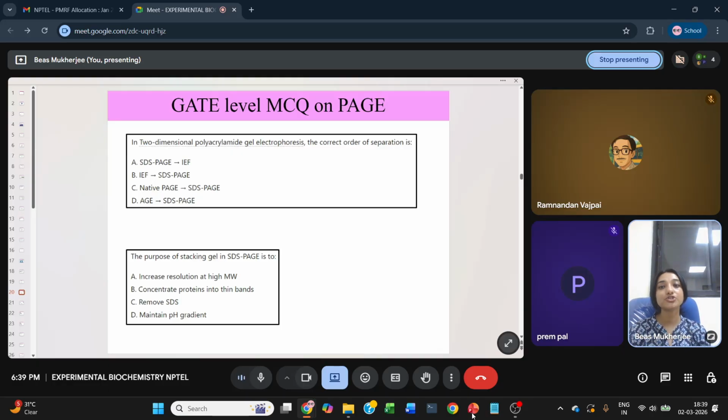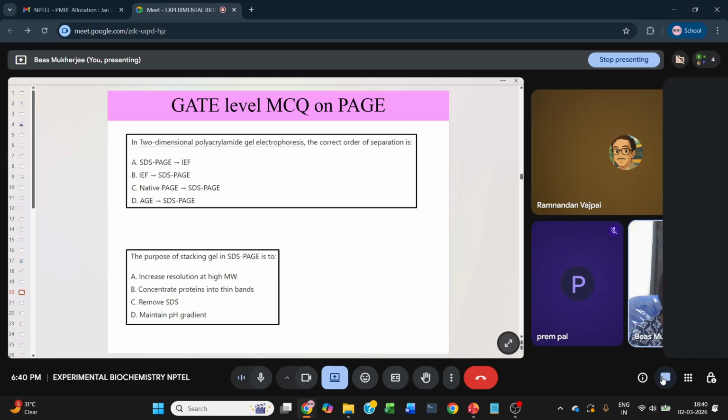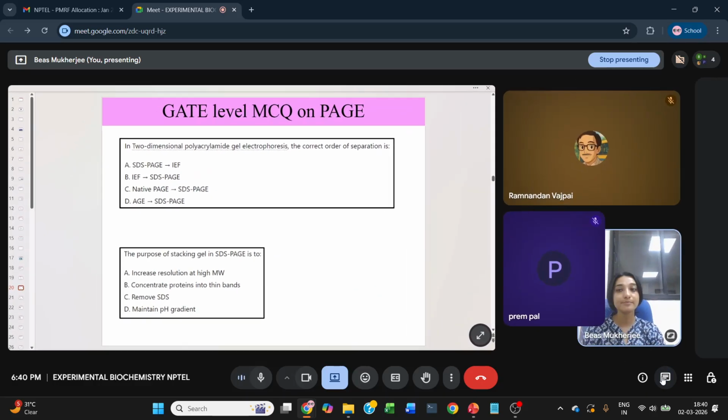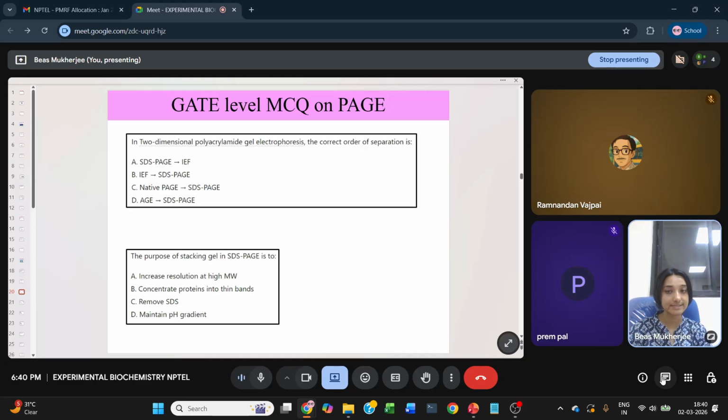So in two-dimensional PAGE, the correct order of separation is: first option is SDS-PAGE, then isoelectric focusing; second option is IEF, then SDS-PAGE. You can answer in the chat box. Okay, and then we have native PAGE then SDS-PAGE, and then agarose gel electrophoresis and SDS-PAGE. So what is the order of separation? So that is one question.